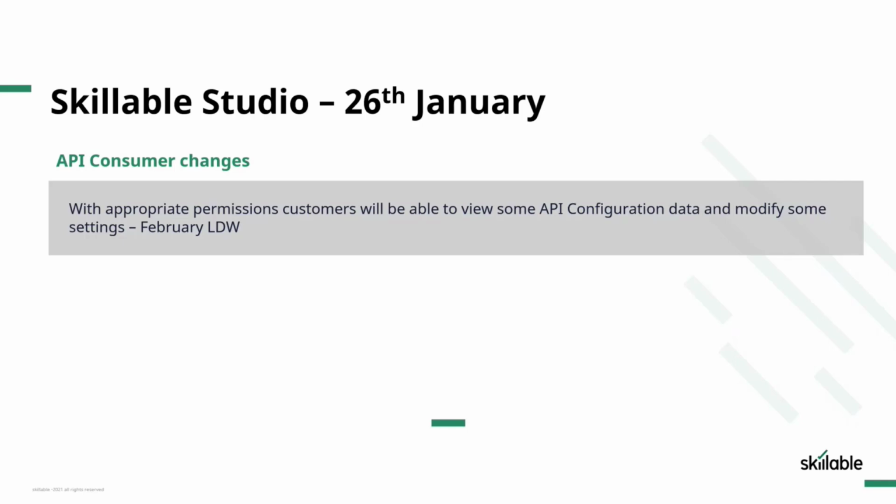The other thing that's going to change is we're going to enable customers to have access to some API consumer configuration data and modify some of the settings as well. Okay, so again, there is some webhook configuration on the API consumer. You're going to potentially get access to modify that. You're also going to have access so that you can do things like rotate your API key if you needed to. Okay, this is all going to be behind a separate set of permissions. So no lab developers will get this by default.